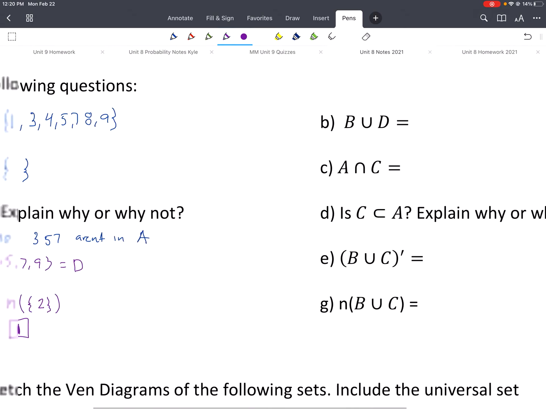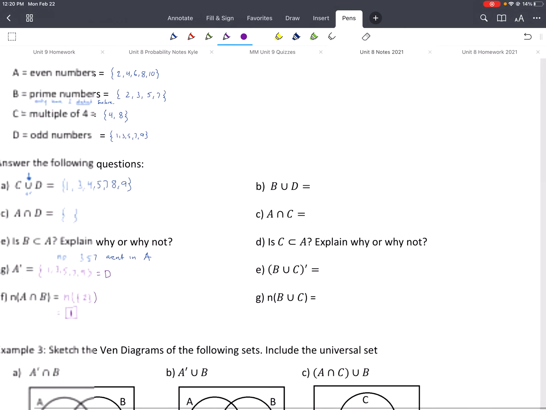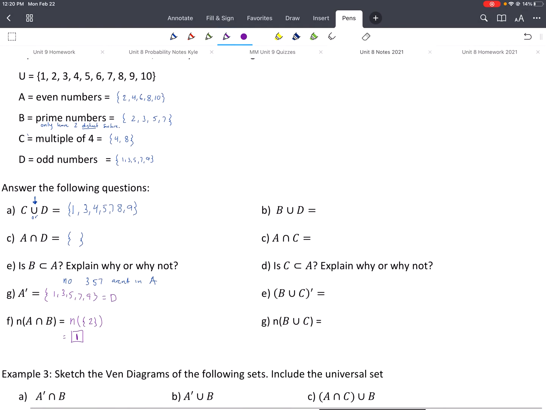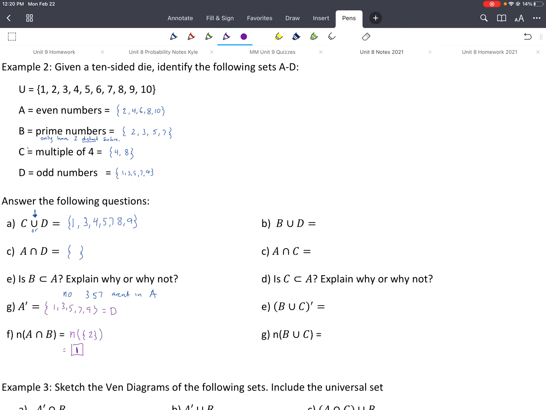All right, here's just some other examples. Hopefully you gave this one a try as well. So the union of B and D. We're just going to mash together all of those. So we should have 1, 2, 3, not 4, 5, not 6, 7, and 9. I hope I got all of that.